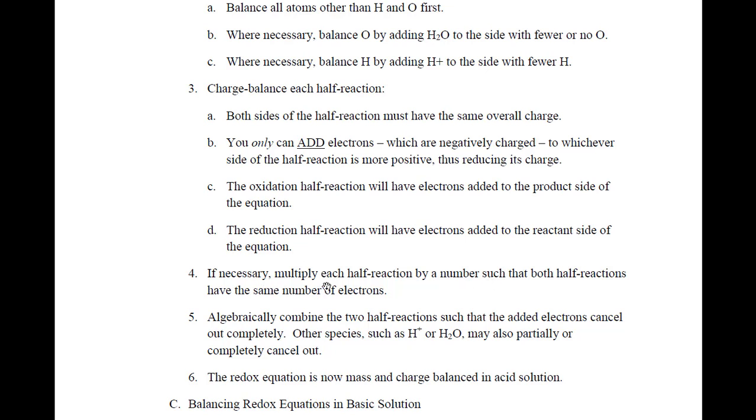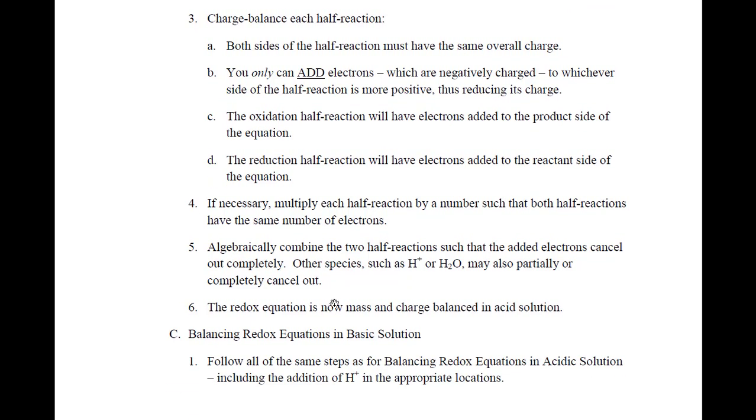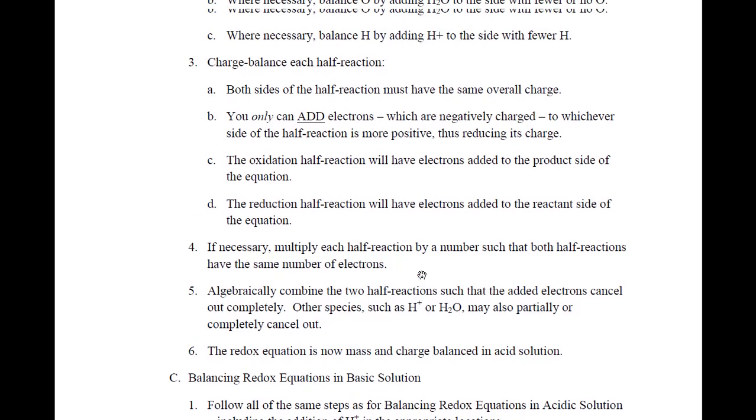So you may end up having to multiply each half reaction by some coefficient that allows for the electrons to disappear. So the only requirement is, once you mass balance and charge balance each half reaction, you must then ensure that the number of electrons for each half reaction are equal so that they cancel out when you algebraically combine them. So now, once you put that together, they're mass and charge balanced.